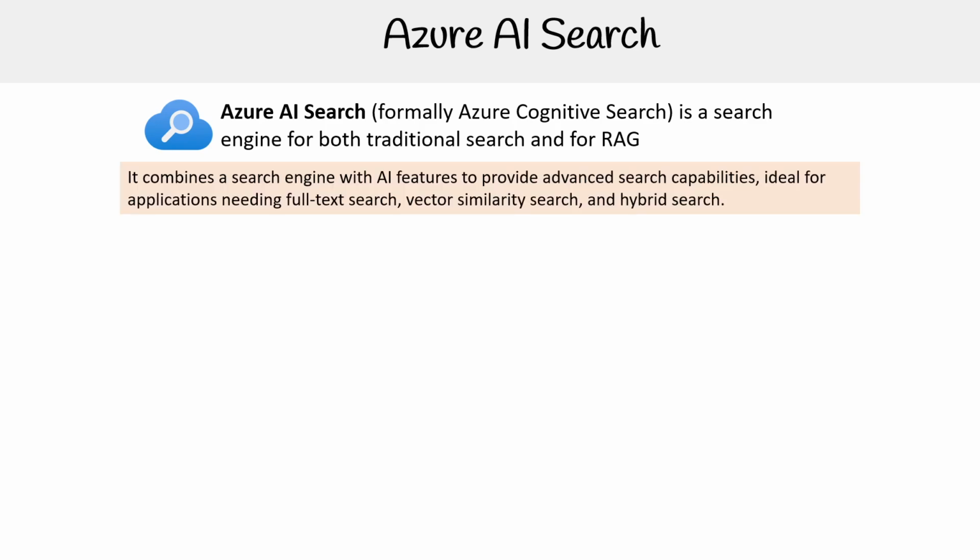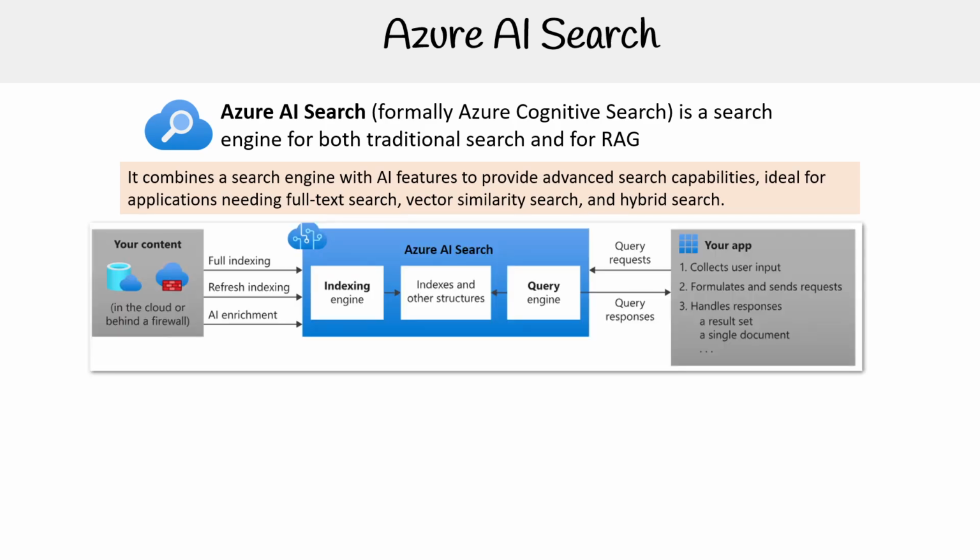It combines a search engine with AI features to provide advanced search capabilities, ideal for applications needing full text search, vector similarity search, hybrid search. So there's a lot of search options here. And when we go and do the labs, you're going to see there are a lot of search options. I can't even make sense of them all, but that's okay. We just need to practically know how to work with it for our exam. Let's take a look at the components that are here.